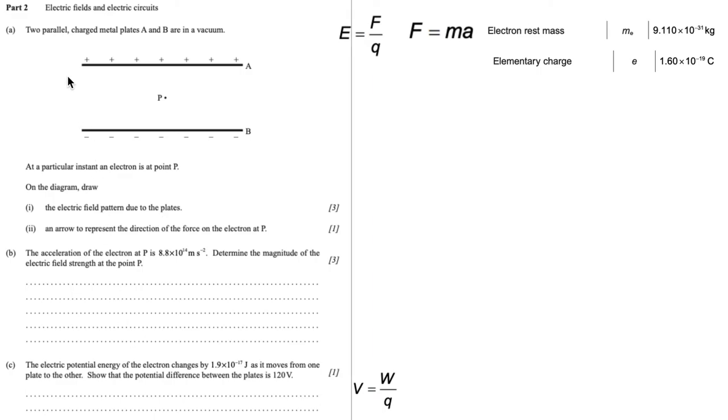Hello. So we have two parallel charged metal plates A and B that are in a vacuum. On the diagram, at a particular instant, an electron is at point P. On the diagram, draw the electric field pattern due to the plates and an arrow to represent the direction of the force on the electron P.